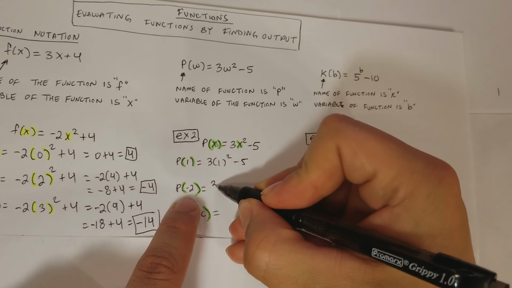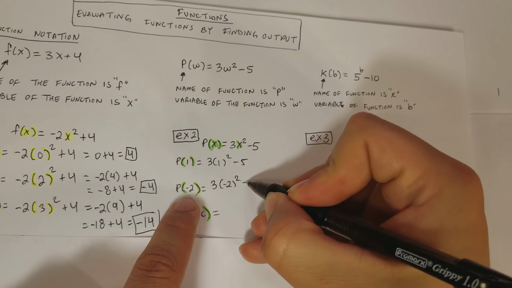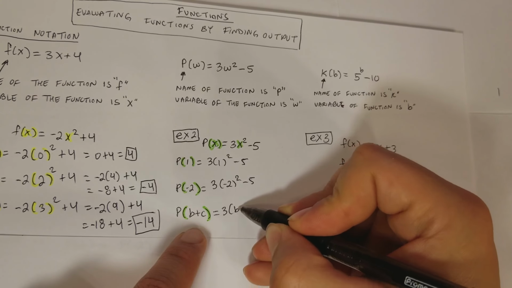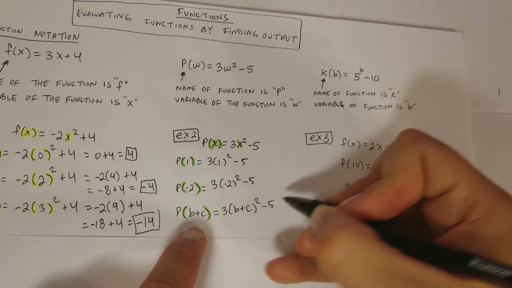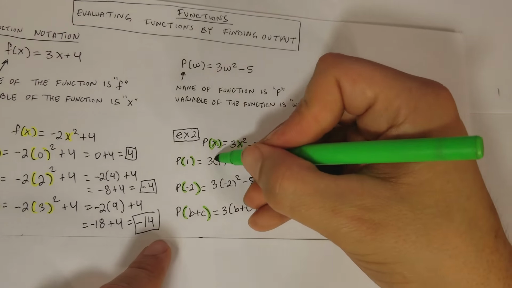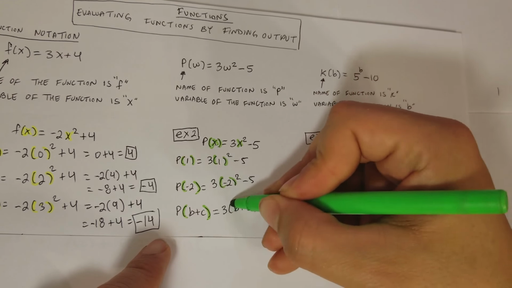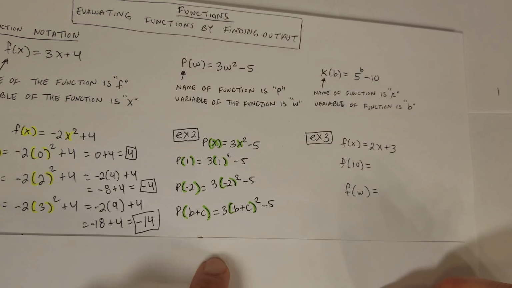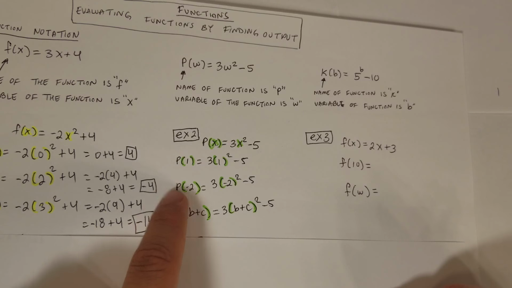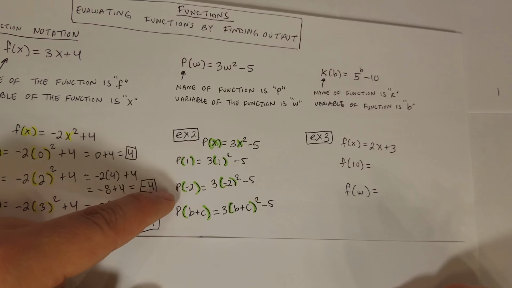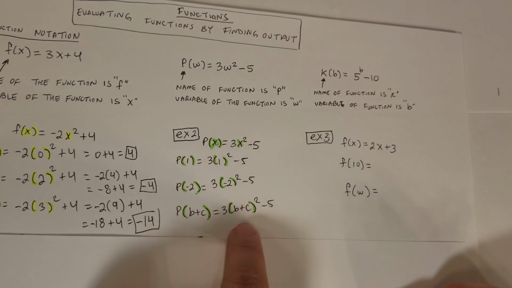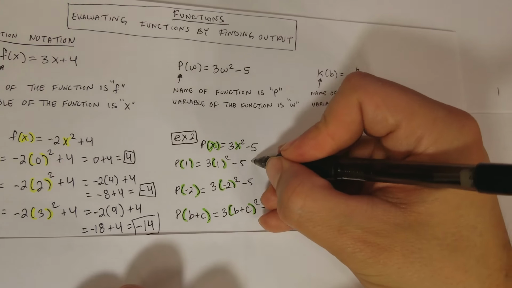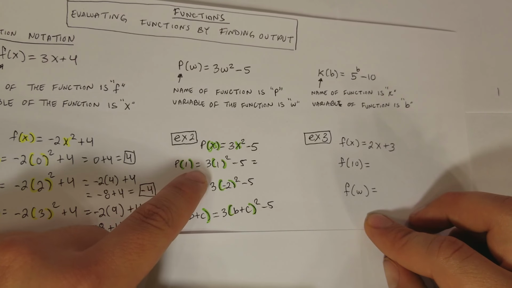Same idea for the next one. 3 parentheses negative 2 squared minus 5. And then the last thing is 3 parentheses b plus c squared minus 5. These ones I did them all in one shot, just so you guys can see that it's actually the exact same function p, so I'm going to plug it into this exact equation there. The only thing that changes is what I plug in. So in this one I plug in 1, this one I plug in -2, this one I plug in b plus c. So if I simplify this, I get, for the first two, an actual answer.